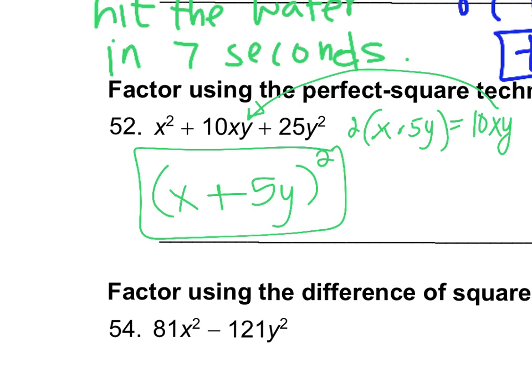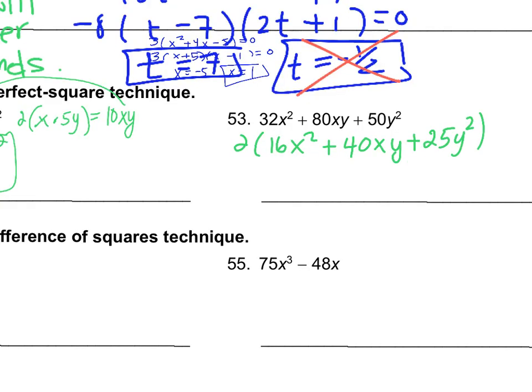Okay, since now you understand perfect squares, try the rest of them. Try the next one and see if you get the same answer. After factoring out a 2, we end up with 16x squared plus 40xy plus 25y squared.